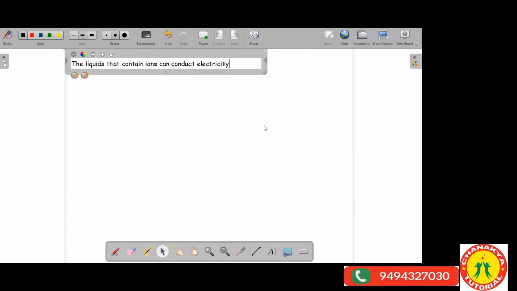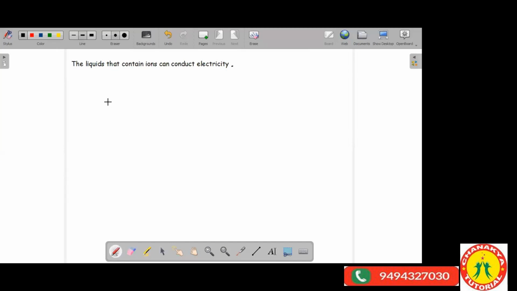So we will see what ions are. In the last class, I had told you about charges, how atoms gain charge. Overall, the atom is neutral. Let's say we talk of a chlorine atom. The chlorine atom has 17 protons and 17 electrons. It has 17 plus and 17 minus, so it will have a total net charge of 0.